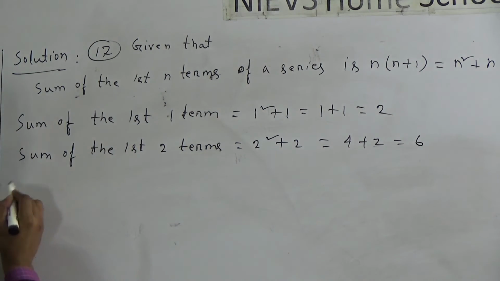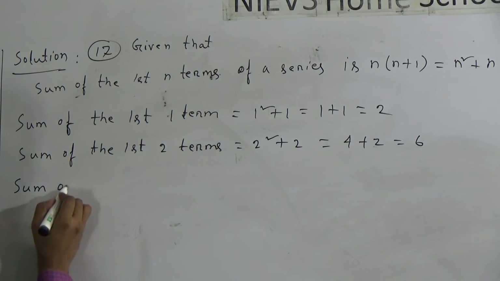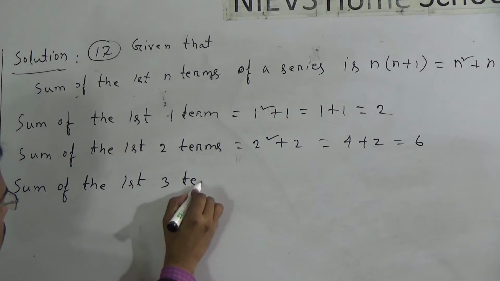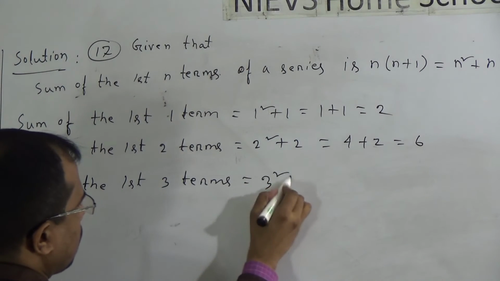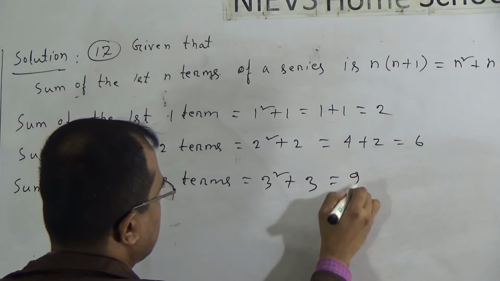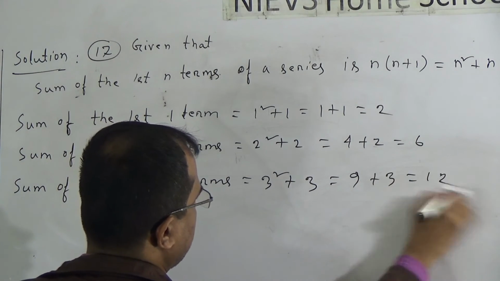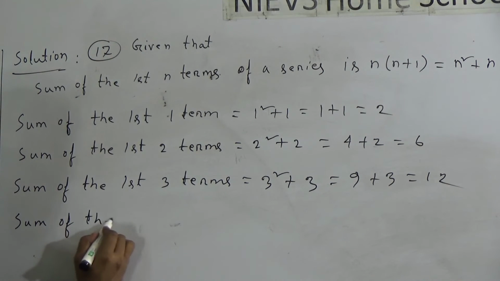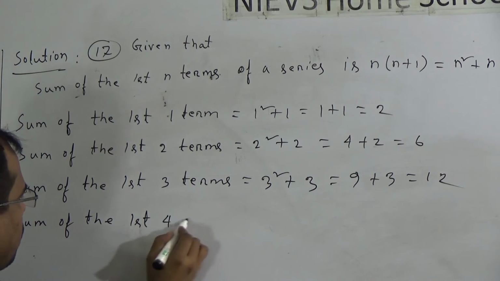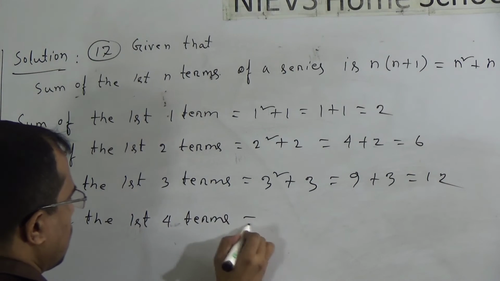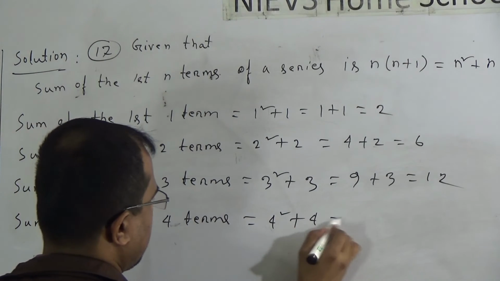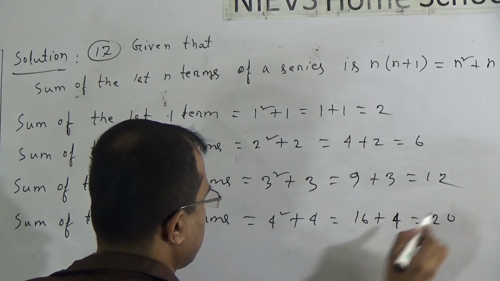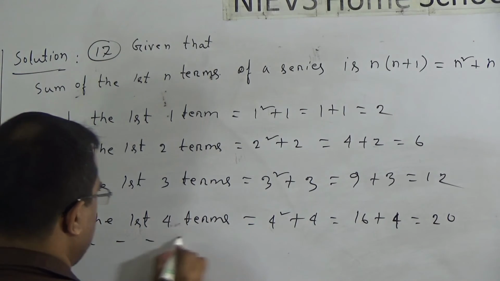Sum of the first three terms equal to 3 square plus 3. This is equal to 9 plus 3 equal to 12. Sum of the first four terms is 4 square plus 4 equal to 16 plus 4 equal to 20, and so on.